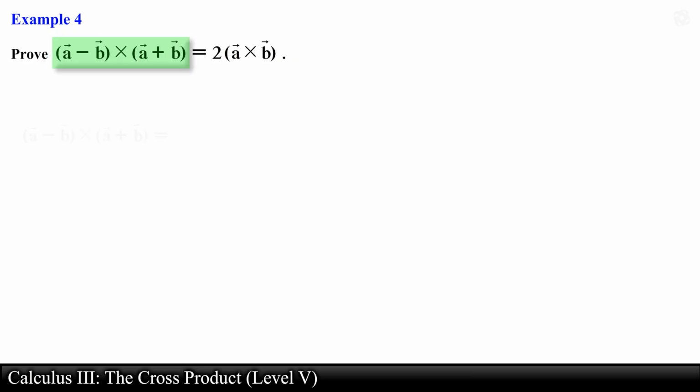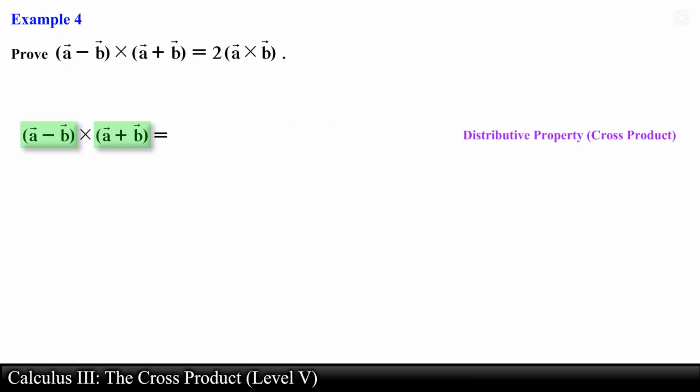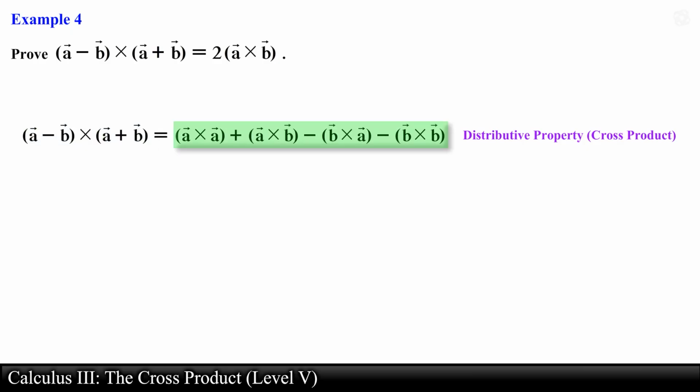Alright, let's go over the final example. Prove vector A minus vector B crossed with vector A plus vector B is equal to 2 times vector A crossed with vector B. Alright, let's work with the left side of the expression. We will first apply the distributive property for cross products and expand the left side of the expression as follows, making sure we do not change the order of the cross products, since the cross product is not commutative.